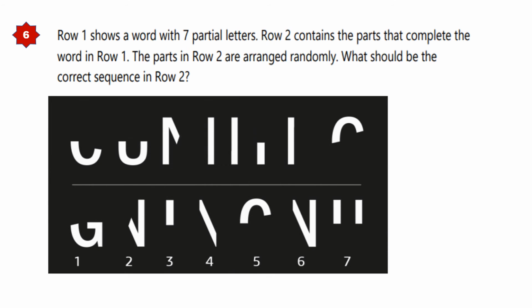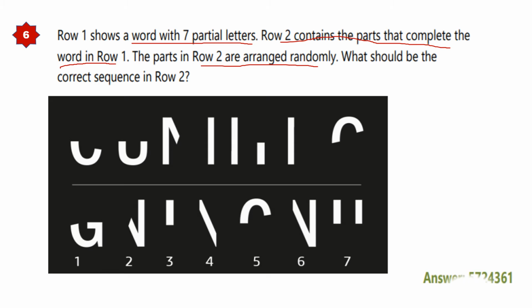Now row 1 shows a word with 7 partial letters. Row 2 contains the parts that complete the word in row 1. Okay, row 2 contains what? The parts that complete the word in row 1. The parts in row 2 are arranged randomly, it is not in an order. What should be the correct sequence in row 2?